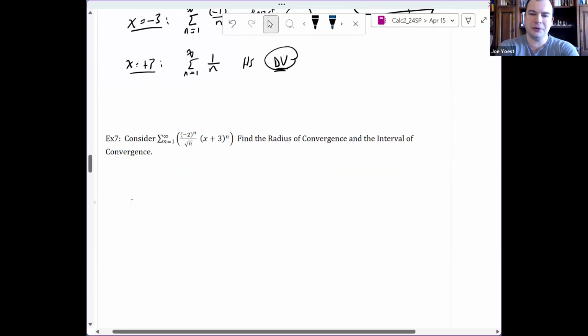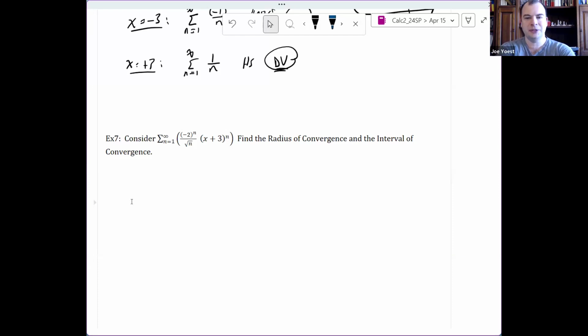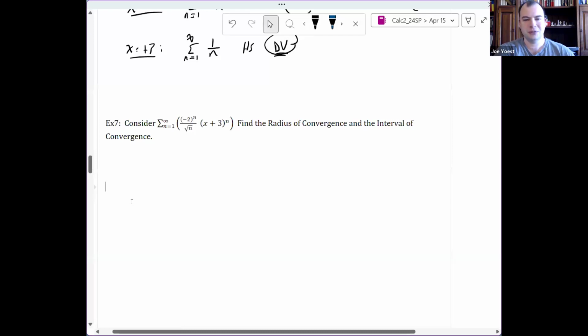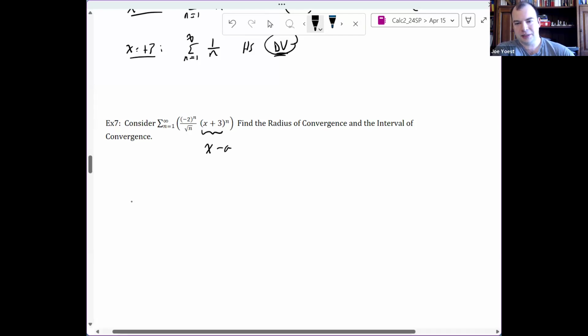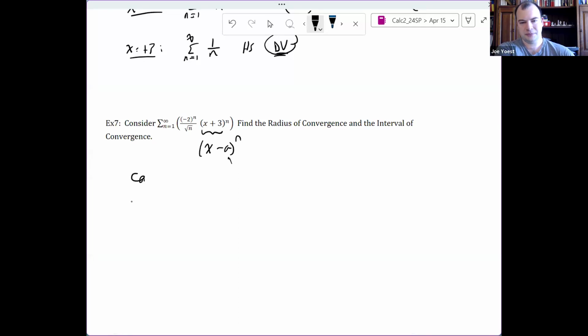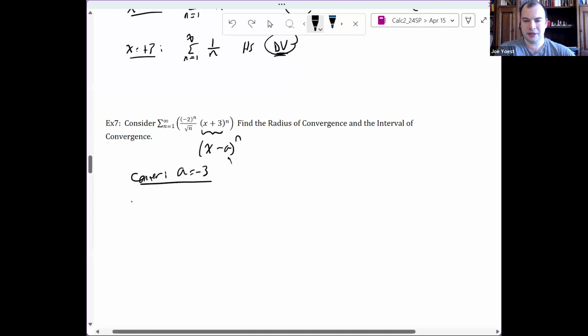Okay, so another example. Consider the series sum n equals 1 to infinity of -2 to the n over root n times x plus 3 to the n. Same questions as before. Remember, I want x minus a to the n for my center, so my center is -3.